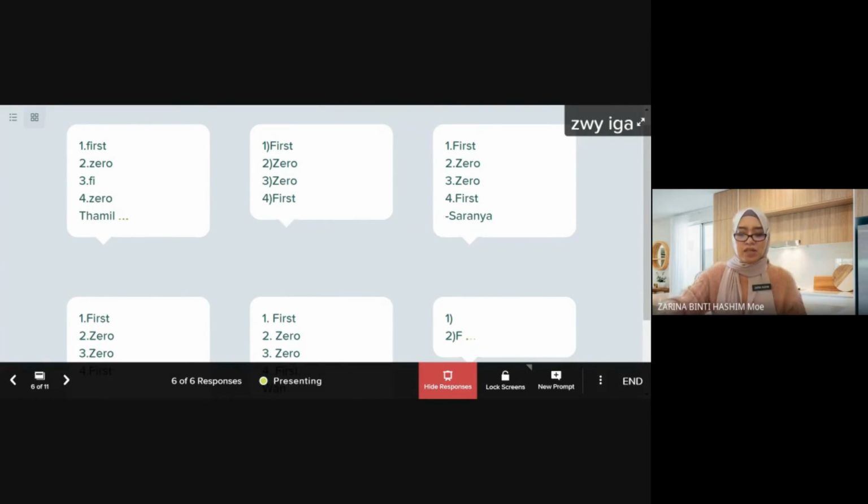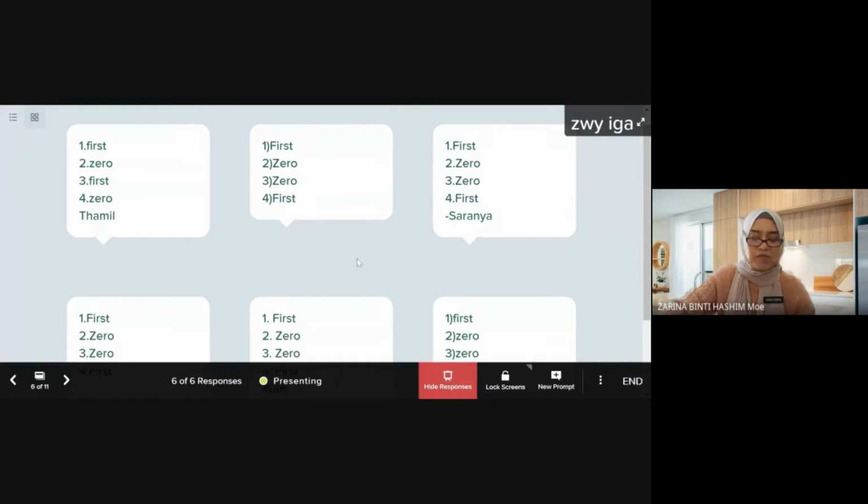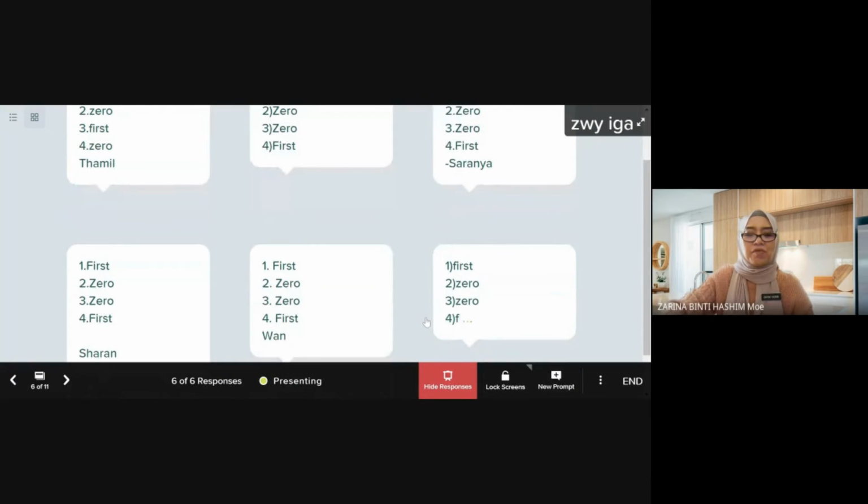Okay, the first answer is which conditional is used to talk about something that is likely to happen in the present or in the future. That means it can also be in the present, but likely to happen. Not to say that it will happen, but likely. So the first one, the answer is first. Yes, very good. All of you got it correct.